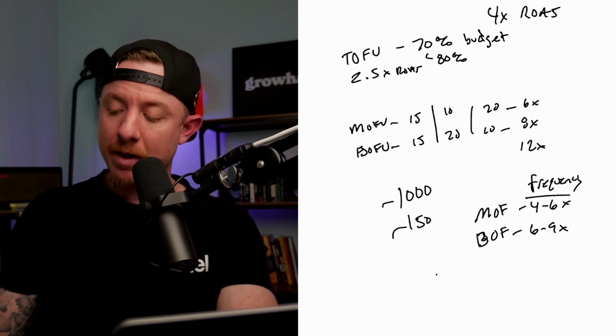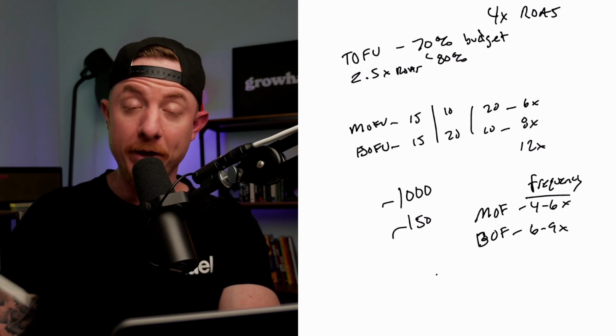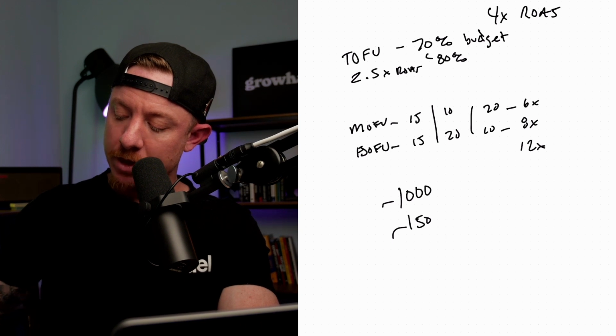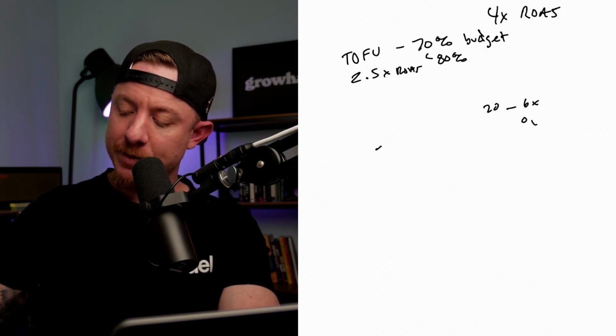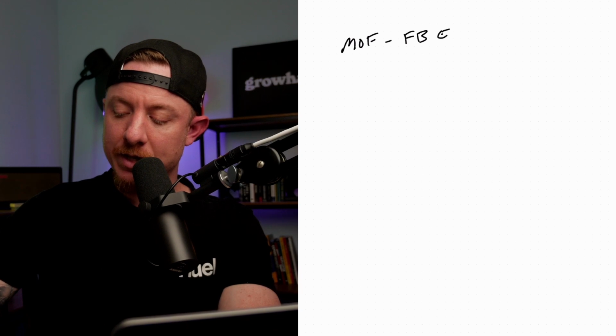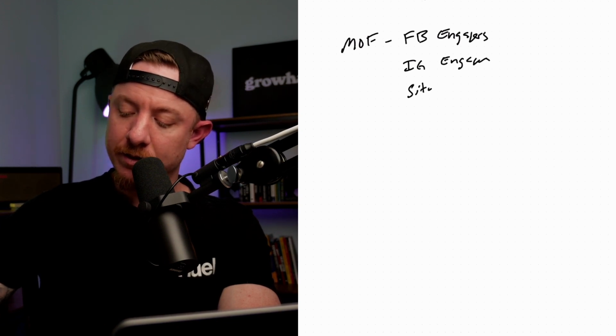I hope that explains not only the structure for middle of funnel and bottom of funnel, but the audiences that you're going to need to create. Let's cover that one more time and wrap it up with that. So in Audience Manager on Facebook, you're going to want to create these audiences. All right, so middle of funnel, this is going to be Facebook engagers, IG engagers, site visitors, okay, and then video views.